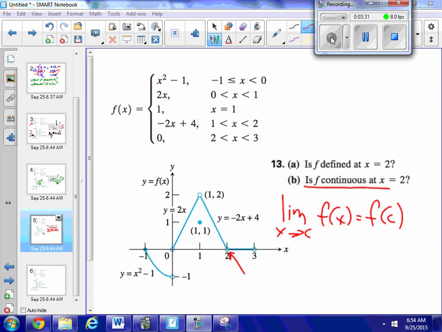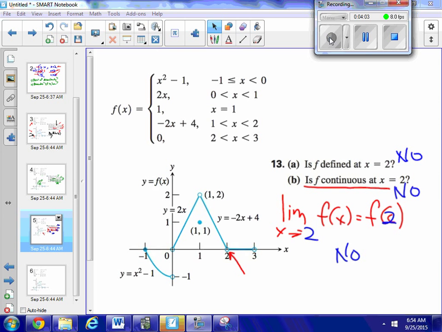Well, here's the definition of continuous. The limit as x approaches c of f of x equals f of c. So if I was to say the limit as x approaches 2, does that equal f of 2? Well, no, it does not, because there is no f of 2. F of 2 is undefined. So, no, it is not defined there. So, no, it cannot be continuous there.